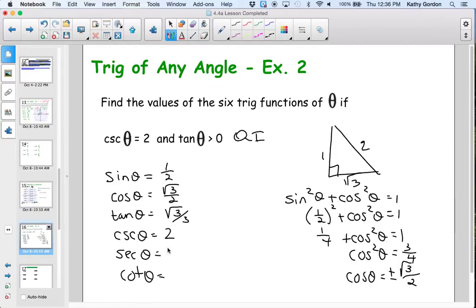Secant is 2 square root of 3 over 3, and cotangent. And in the first quadrant, they're all positive, excuse me.